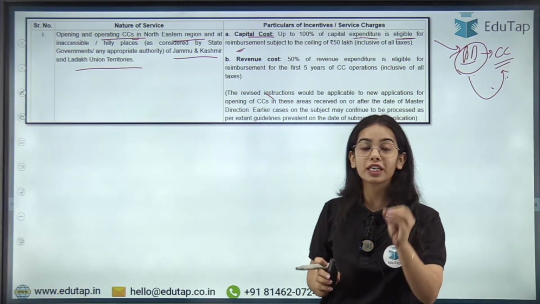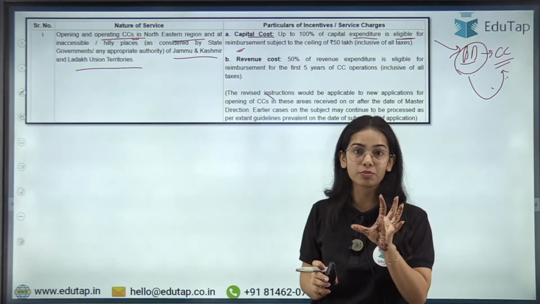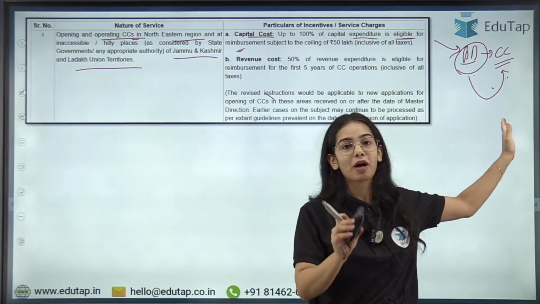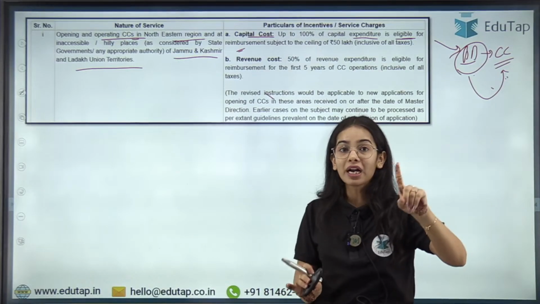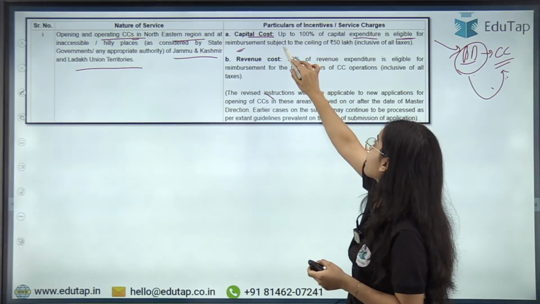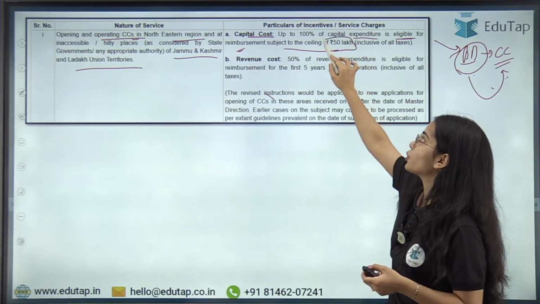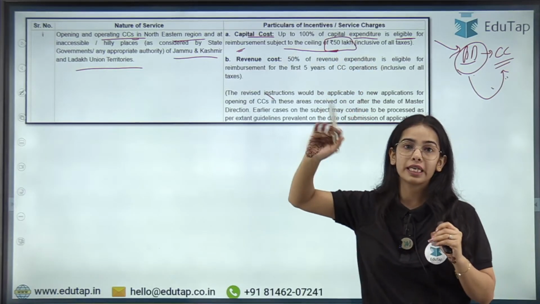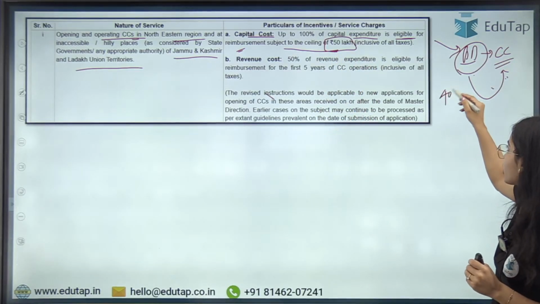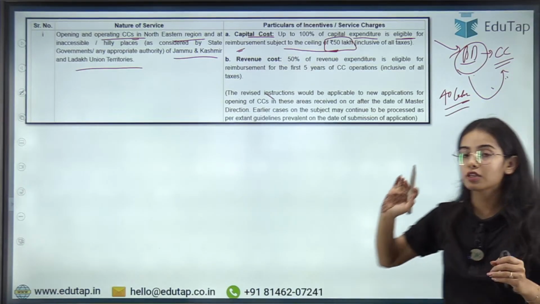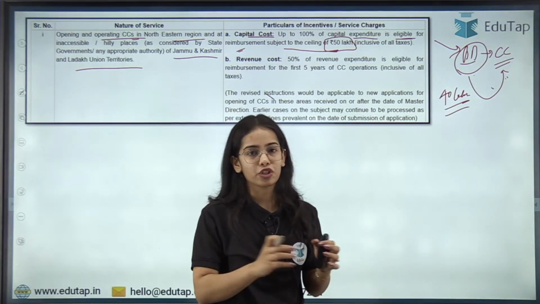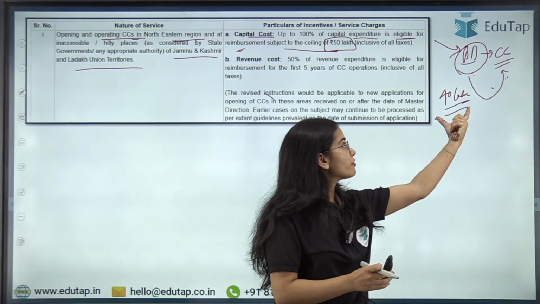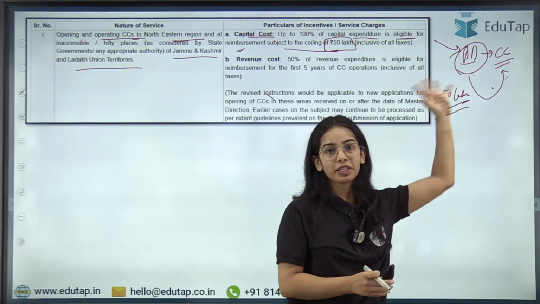So Reserve Bank of India will do 100% of the reimbursement for the capital cost that the bank branch has incurred, but there is a ceiling of up to 50 lakh rupees. That means if, let's say, you have incurred 40 lakh rupees of capital expenditure, 100% of the payment will be done to you, 100% of reimbursement will be done to you.